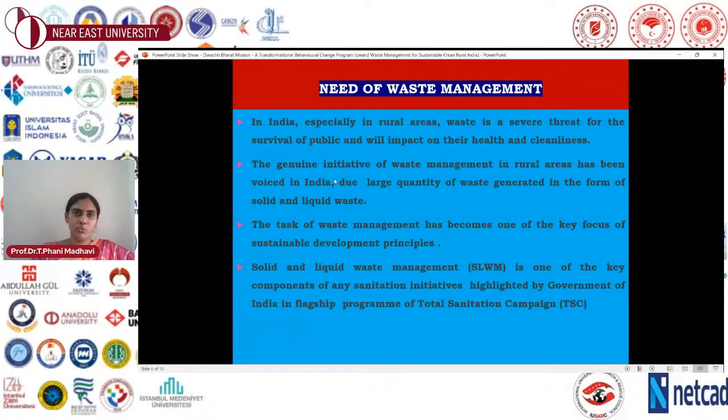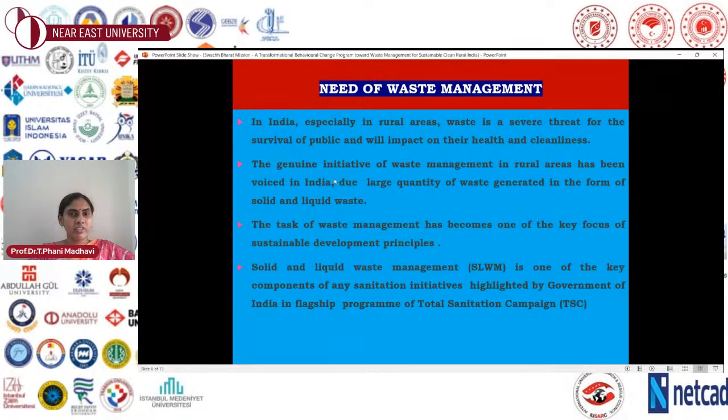So what is the need for waste management? In India, especially in rural areas, waste is a severe threat to the survival of the public, and it also impacts their health and cleanliness. The initiative of waste management in rural areas has been strongly raised in India due to the large quantity of waste generated in the form of solid and liquid waste. The task of waste management has become one of the key focuses of sustainable development principles.